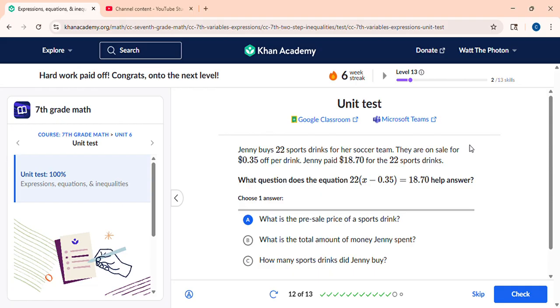So we have 22. They're on sale. How many? It's not the total amount of money she made. If we find X, X is how much is the original price. She buys 22 sports drinks, so that determines how many sports drinks she bought. And she paid $18.70. We already know the total amount of money, so both of those are already in the equation, thus it has to be A.